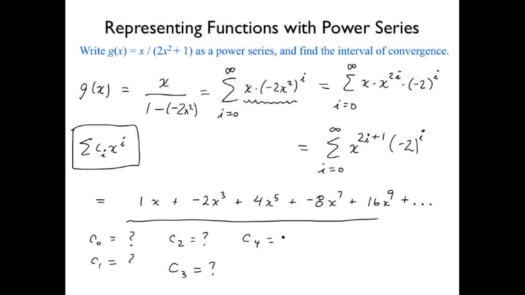So what is c_0? c_0 is the coefficient when the power of x is 0, from c_i x to the i. What's the coefficient when you have x to the 0? Let's not do that one first. Let's do other ones first. So let's do c_1. What's the coefficient of x to the first in this series? What's the coefficient of x to the first? Because it's c_1.